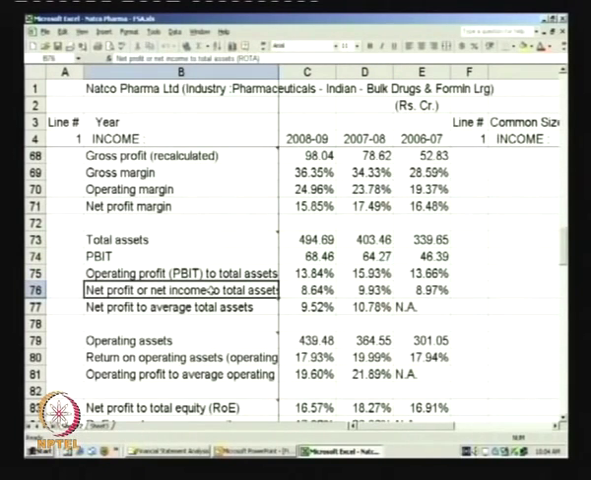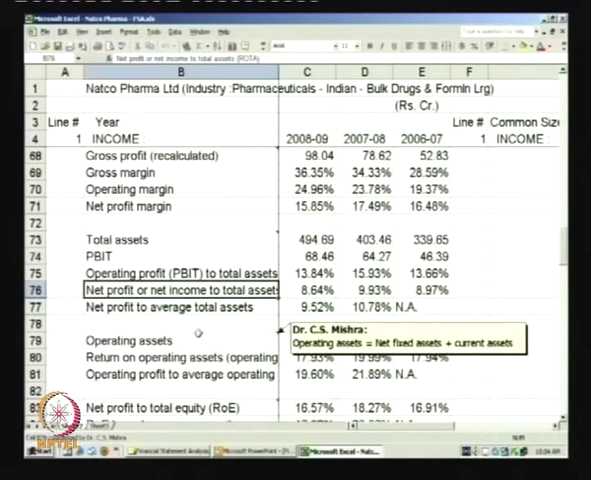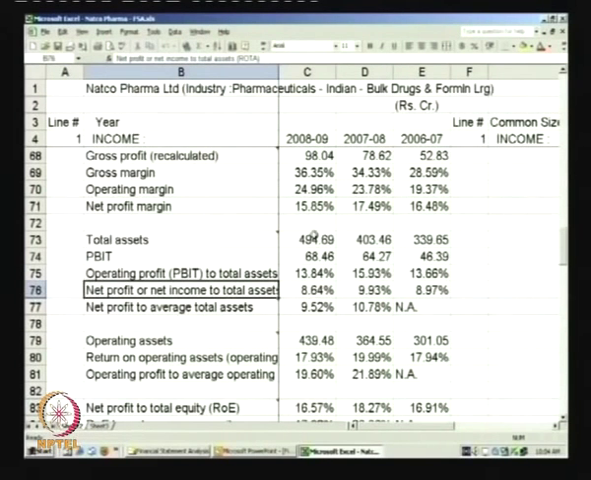Another way of measuring this ratio is to find out the net profit to total assets. In that case, we talk about the net profit of the company divided by the total assets of the company, and that ratio in this company has gone down from 8.97% in 2006-7 to 8.64% in 2008-9. This could be because the company has made less profit, or the company has made more profit, but the profit growth is not adequate to compensate for the growth in total assets during this 2-year period. So, this is one.